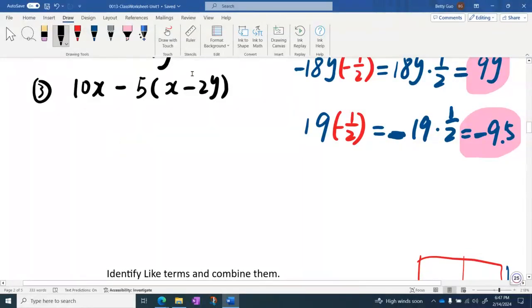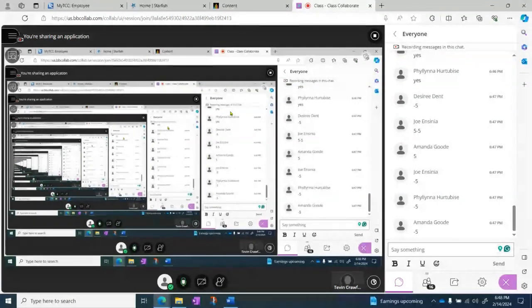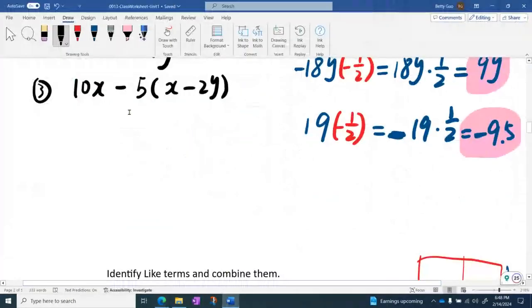So here, I'm going to ask a question. We see the parentheses. Can you tell me what's the coefficient of the parentheses? What's the thing we need to distribute when we apply the distributive property? Is it 5 or negative 5? Yes, it's negative 5. Please see that the coefficient is negative 5.